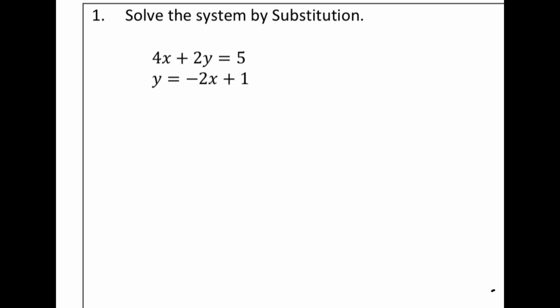All right, so we have a and b, and I'm going to substitute b into a. It's already ready to go. So b is y equals, so I'm going to replace y with all of the second stuff that's equal to y. And I'm going to say it's equal to 5 because that's part of a, right? So 4x add 2y equals 5.